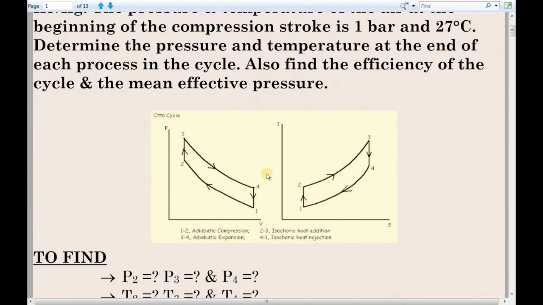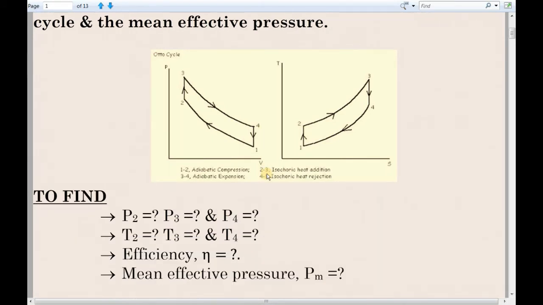So in this question we have to find 4 properties. First, pressure values at state 2, state 3 and state 4, that is P2, P3 and P4. Second, temperature values at state 2, state 3 and state 4, that is T2, T3 and T4. Third, efficiency of Otto cycle. Fourth, mean effective pressure of Otto cycle.